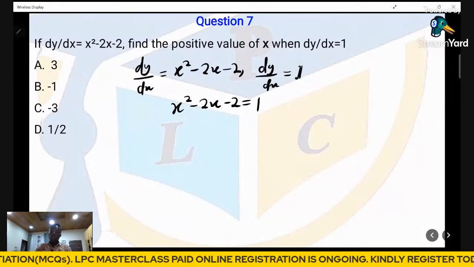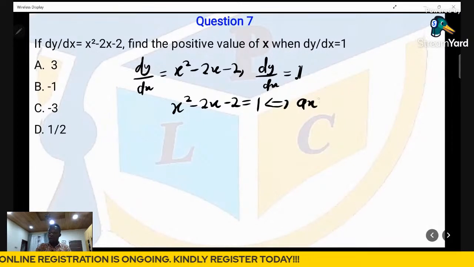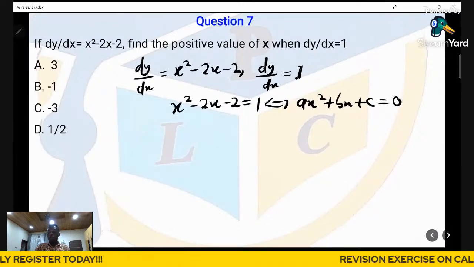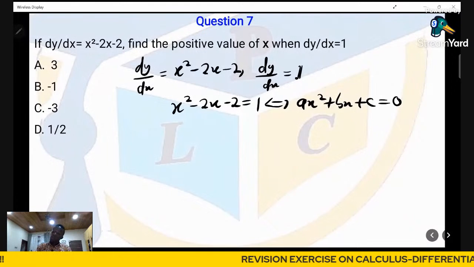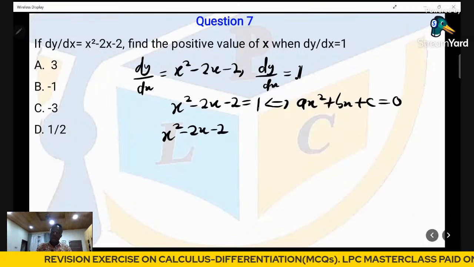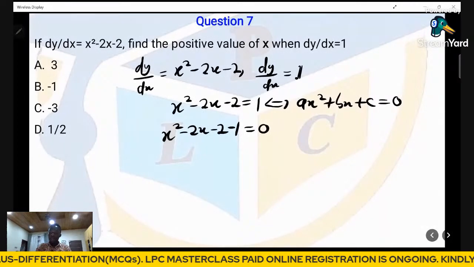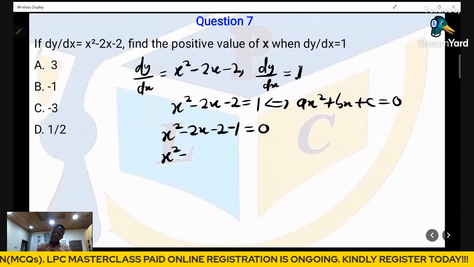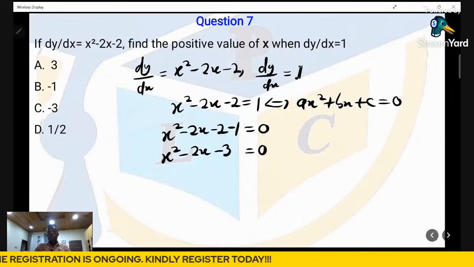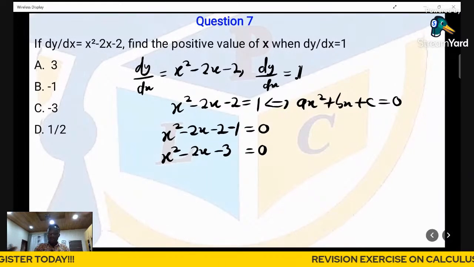So at the end of the day, we want to arrange this in the form ax squared plus bx plus c equal to 0, a quadratic equation. So x squared minus 2x minus 2, the 1 will join the negative 2 and that becomes negative 3, and we equate everything to 0. So we are having x squared minus 2x minus 3 equal to 0. Here we come back to our method of factorization in terms of quadratic.